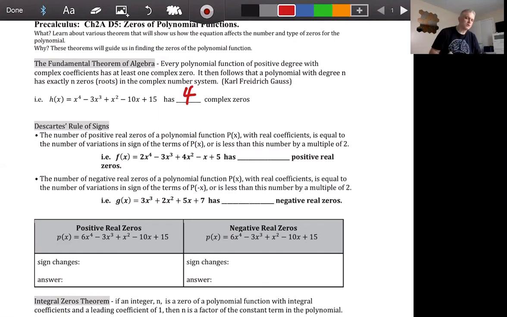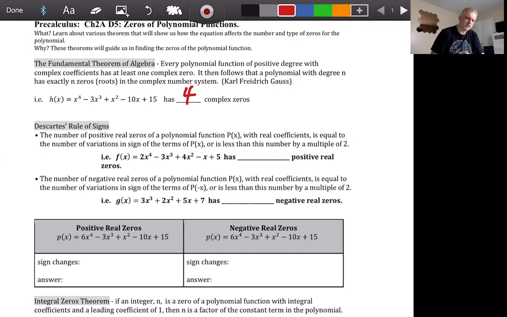Okay, complete review. Descartes' rule of signs. This one's kind of fun. If we want to know how many positive real zeros are in a function, so graphically, how many times does the graph touch the x-axis on the right side of the origin? Those are positive real zeros because it's a real number line, and to the right of the origin would be positive x values. We can find that out with Descartes' rule of signs, which is kind of neat.